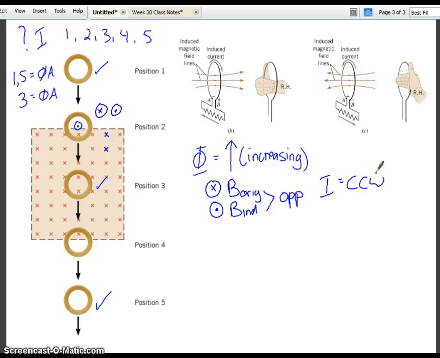So this is position 2. I'm sorry, I didn't write that earlier. Let's go to position 4, okay?